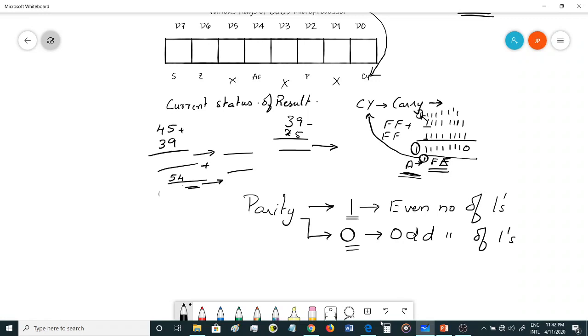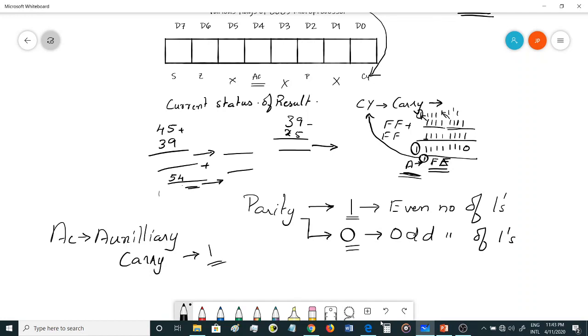Now auxiliary carry. What is auxiliary carry? AC stands for auxiliary carry. It is very similar to your carry flag. The only difference is that whenever there is a carry from your lower nibble to your higher nibble, this is your lower nibble of 4 bits, this is your higher nibble of 4 bits, your auxiliary carry flag will be set to 1. That is your auxiliary carry flag.